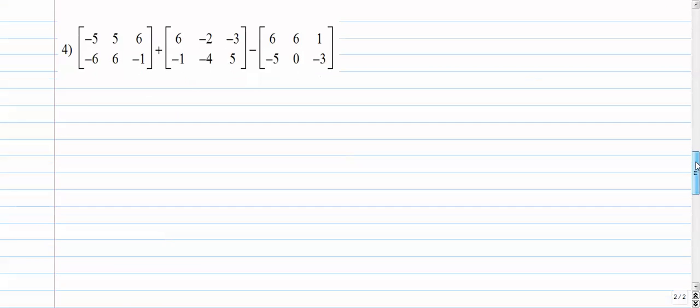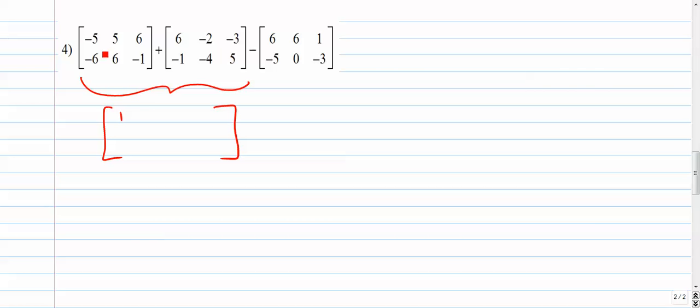Last one, number 4. This one has 2 operations. The first thing we're going to do, we're going to work from left to right and do addition first. So we're going to take the sum of these 2 matrices right here. Make sure they're the same size, 2 by 3 plus 2 by 3, that's fine. So let's add those together. We're going to simply add corresponding entries. This is addition, so it's slightly easier.